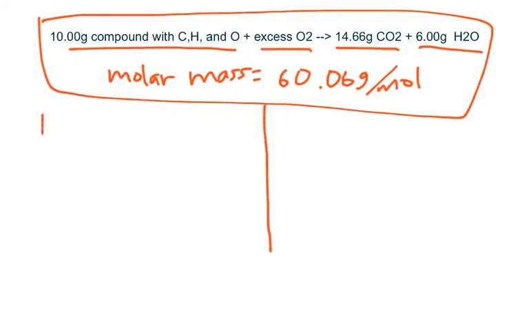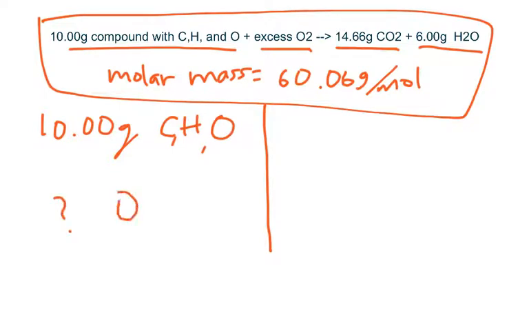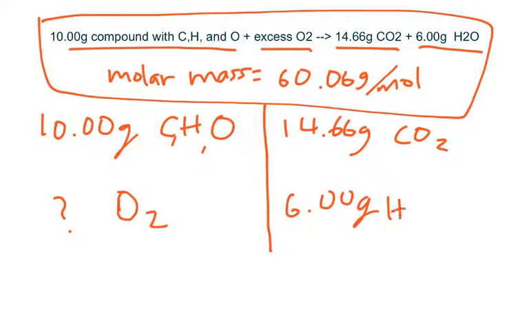On our left side, we have 10.00 grams of a compound containing carbon, hydrogen, and oxygen, and we have an unknown amount of oxygen gas. Now, on our right-hand side, we have 14.66 grams of carbon dioxide and 6.00 grams of water. So how do we go about finding the empirical formula for this mysterious compound?